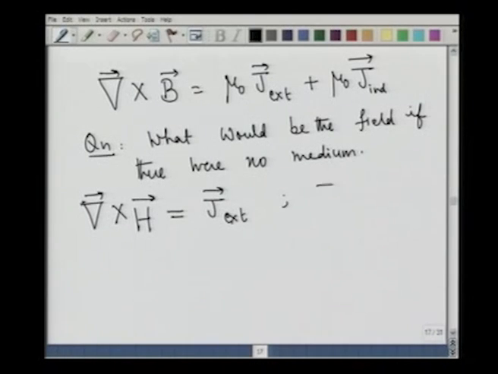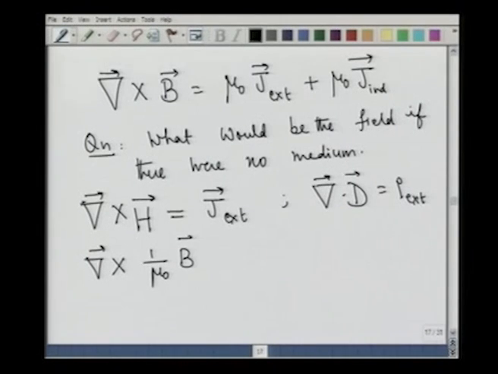This is exactly the analog of writing divergence D is equal to rho external. Remember, I got rid of epsilon naught there, here I get rid of mu naught. Now, what we do is to transfer this expression J external to the left hand side, and what am I going to get? I can write curl of 1 over mu naught B minus H. Let me look at this expression. First of all, I divide the left hand side and the right hand side by mu naught. So, I will get J external plus J induced. B gets multiplied by 1 over mu naught. And what is this quantity? This is J induced.